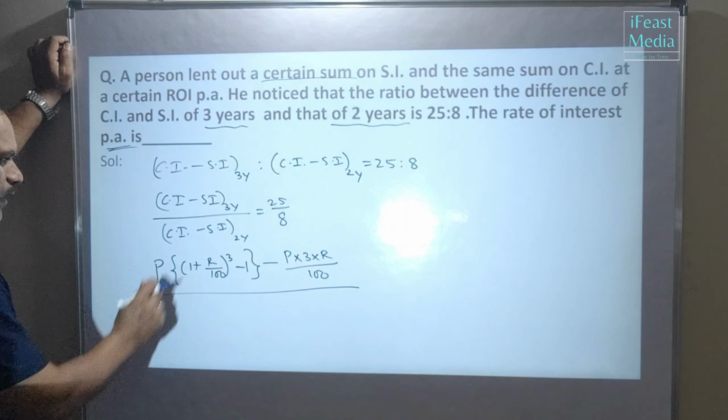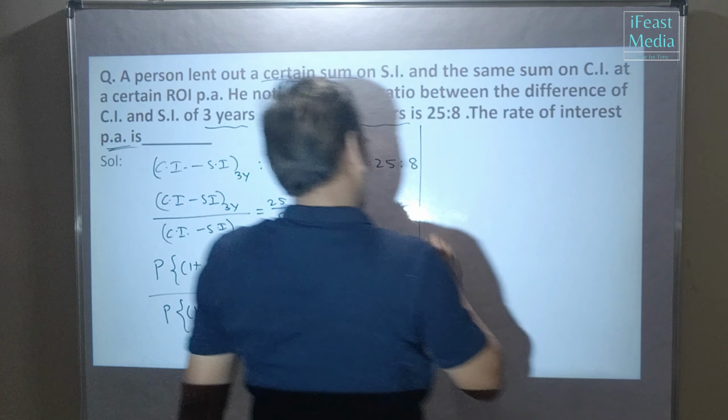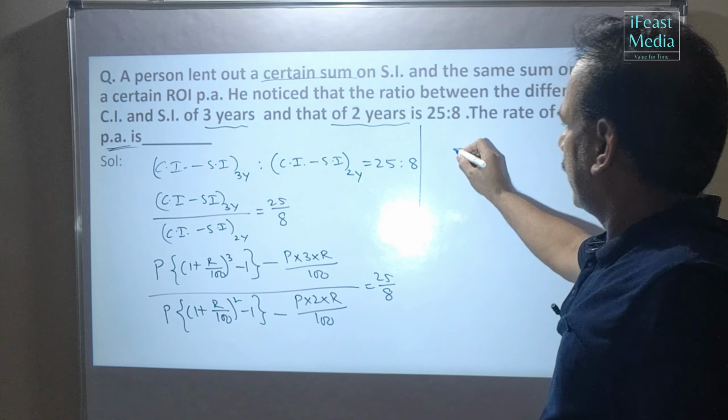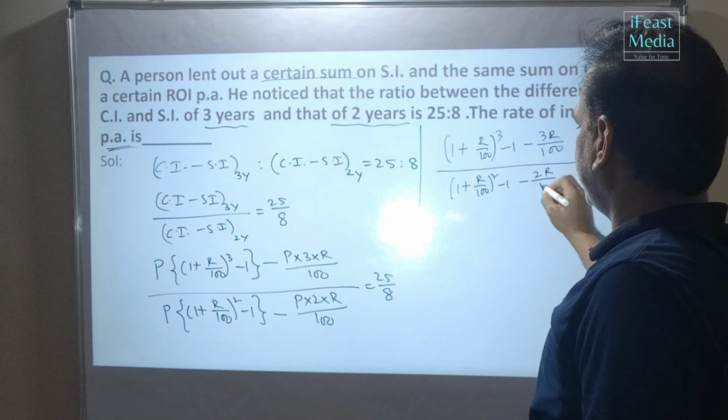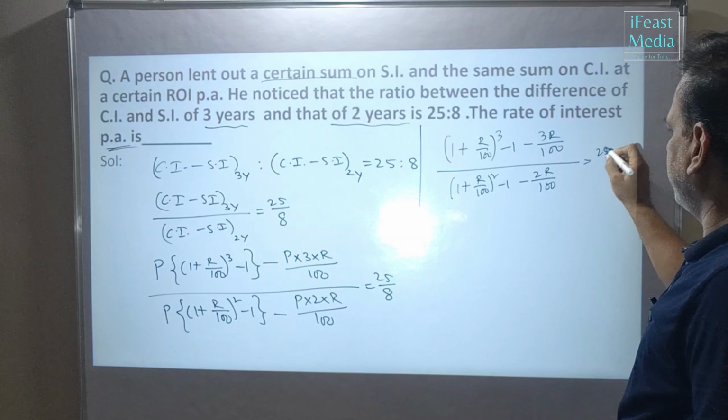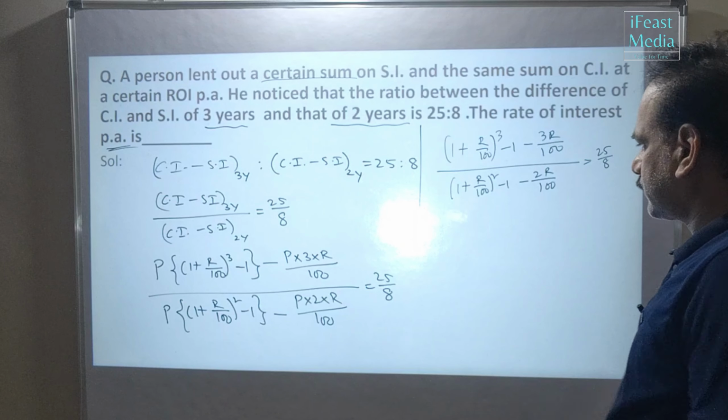Now you can take P common in the numerator and also in the denominator and get it cancelled. So what remains is (1 plus R by 100) whole cube minus 1 minus 3R by 100, by (1 plus R by 100) whole square minus 1 minus 2R by 100, equal to 25/8.